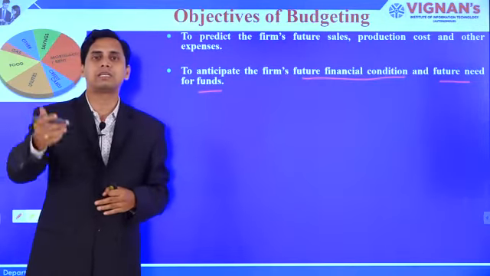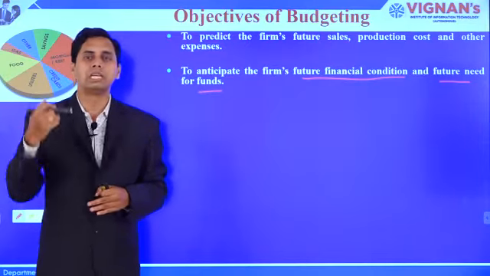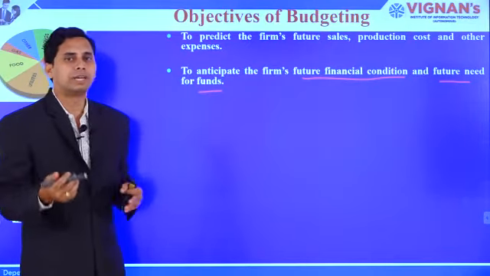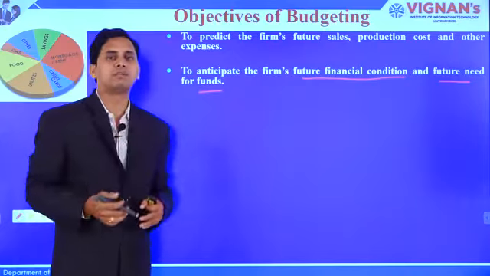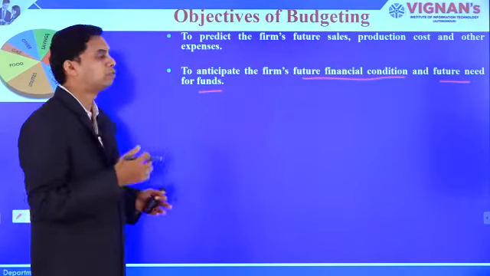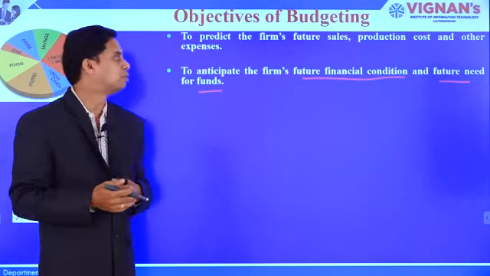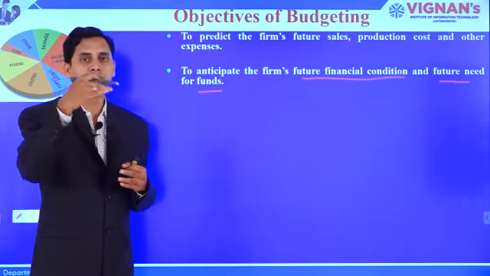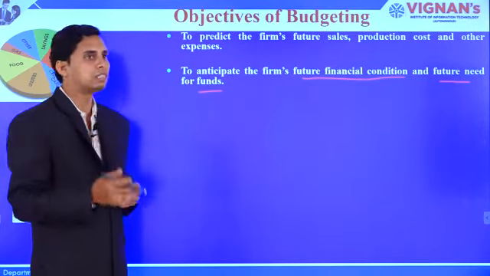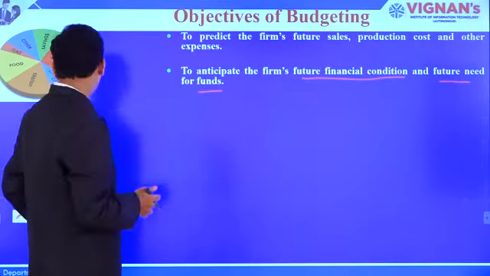How much funds are required for March, April, June, July? In this way, we know in future how much money is required, what the current financial position is and what the future financial condition is. All this comes to be known if you have proper budgeting.